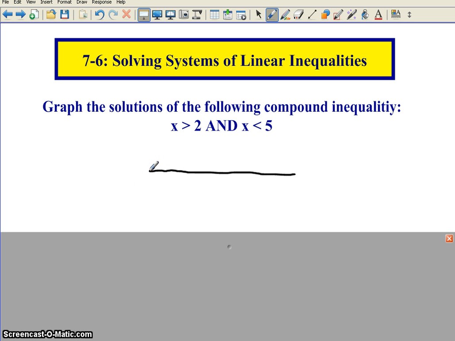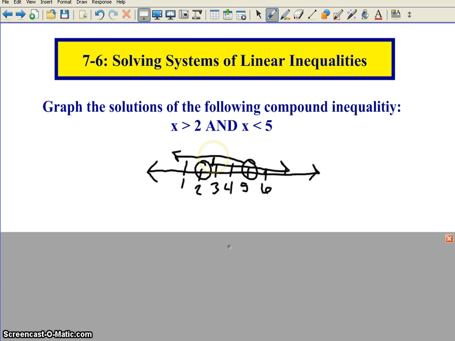So if you remember back, I don't even know if it was chapter 3 or chapter 4, where we took a number line like this and we would put 1 and 2 and 3, 4, 5, 6, and so on on our number line. And if I had to graph things that were larger than 2, I'd put an open dot on 2, and I would have an arrow going all the way to the right. And then if I had to graph things that were also less than 5, I'd put an open dot on 5, and I would draw myself an arrow to the left.